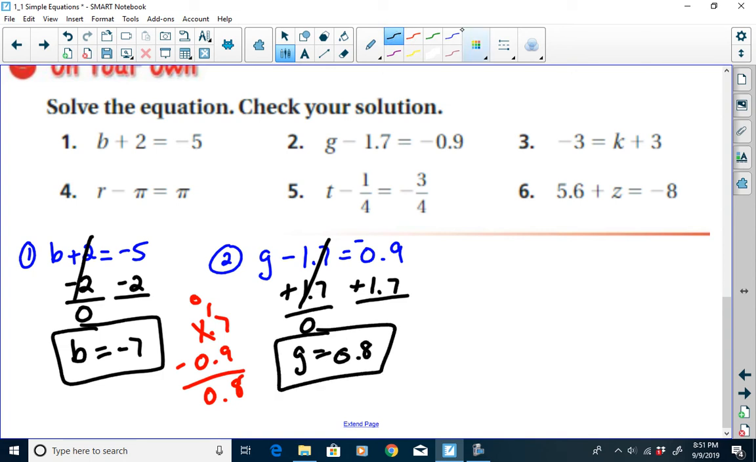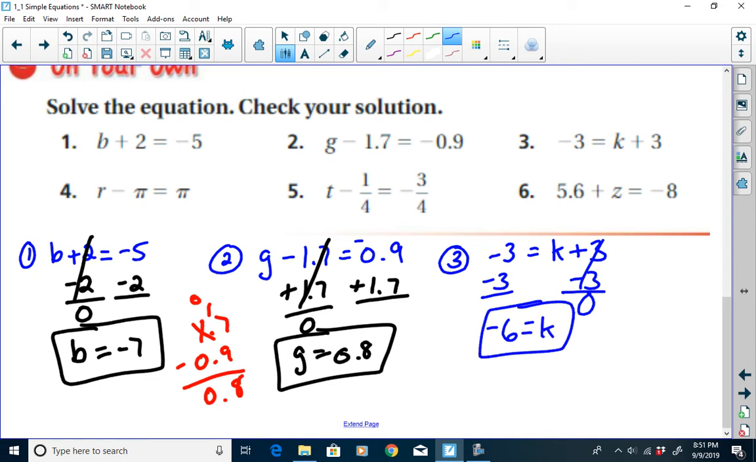That's problem number 2. Question 3. We have -3 is equal to a number plus 3. Well, I want to solve for K, so I have to do the opposite of this addition. So I'm subtracting 3. Or some teachers will say you're adding -3 to both sides of the equation. Either way is fine. That's going to be 0. -3 and -3. It's going to be -6. -6 is going to be equal to K.